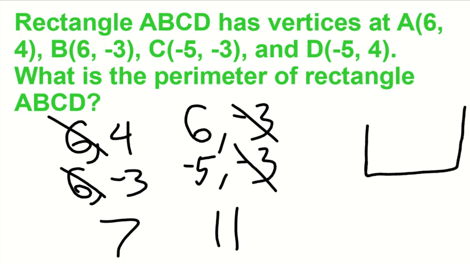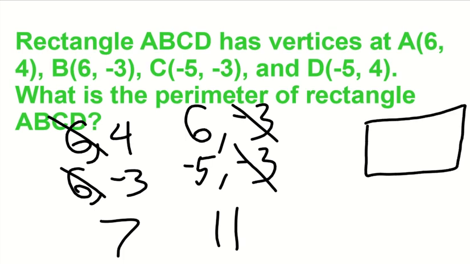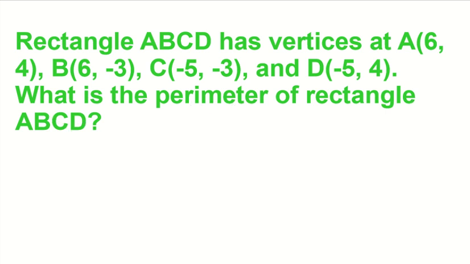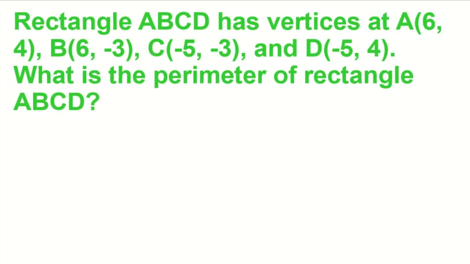The part that people mess up then is when we got a rectangle. Well, when we got a rectangle, we got matching sides. You got to get all 4 of those sides when you add them up. So 7 plus 11 plus 7 plus 11 is going to give you 36. Any questions on that?